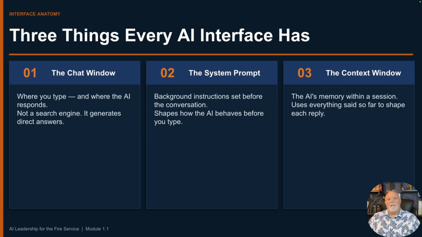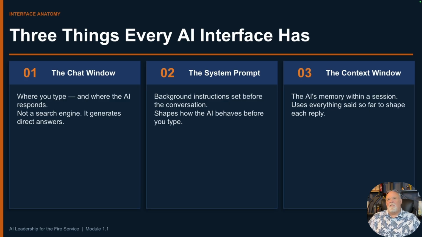Modern AI assistants like ChatGPT, Claude, and Gemini share the same basic anatomy regardless of who built them. Once you understand these three elements, the mystery goes out of any interface you encounter. The chat window is where the conversation happens. It looks like a text box, but it behaves nothing like a search engine. You're not getting links. You're getting a direct response generated on the spot.